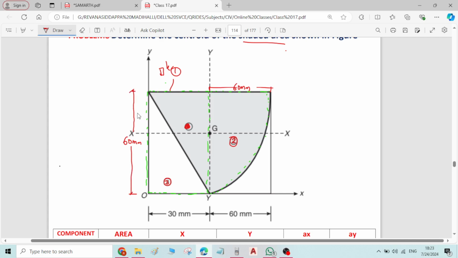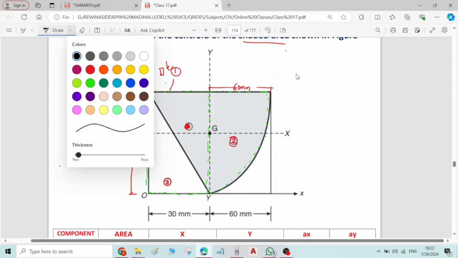How is it 60 mm? It is the radius of the quadrant of the circle. The radius will be the same in the vertical direction as well as the horizontal direction. In all directions the radius will be the same. Therefore the height of this right angle triangle will be equal to the radius of the quadrant of the circle, that is equal to 60 mm. Now we will start solving the problem.